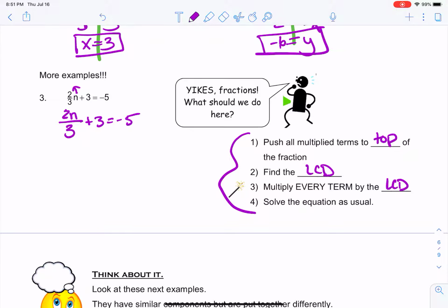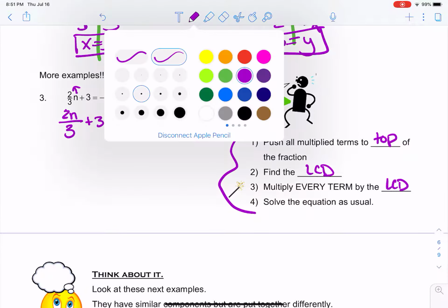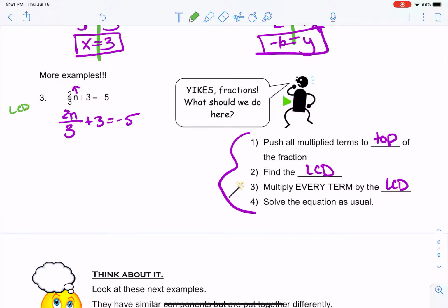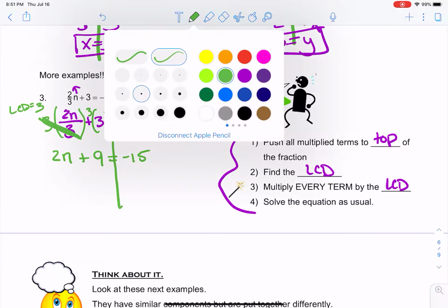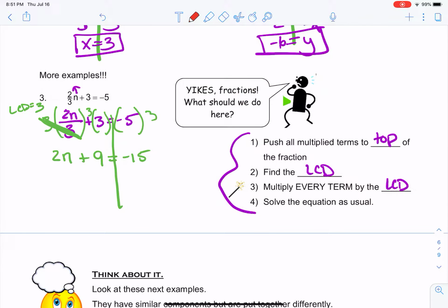So the only fraction I have is 2 over 3. So that means my LCD is equal to 3. So I'm going to multiply this whole term by 3. I'm going to multiply this by 3. And I'm going to multiply this by 3. That's a lot, right? So I'm going to get rid of those 3's. Those go away. So I'm left with 2n. 3 times 3 is 9. Negative 5 times 3 is negative 15. So the whole purpose of that first step was to just get rid of that fraction. Now it's going to look like an example we did up here.